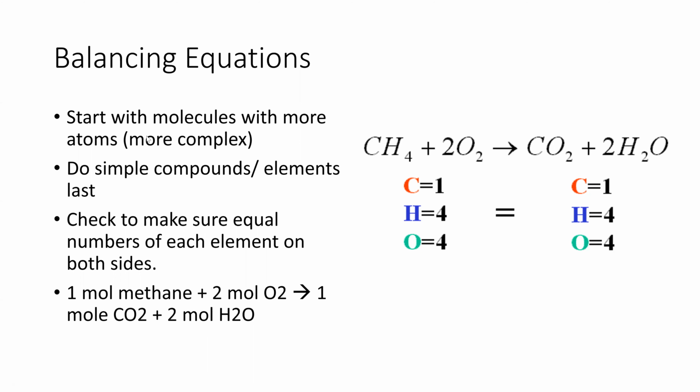So we start with the more complex molecules, and then we do the simple molecules and the elements last. At the end, you want to make sure that we have equal numbers of each element on both sides. Okay? In this case, it all works out, so this is correct. This is helpful when we're talking about moles, because what this tells us is that if we take 1 mole of methane plus 2 moles of oxygen, we will get 1 mole of CO2 and 2 moles of H2O. Okay?